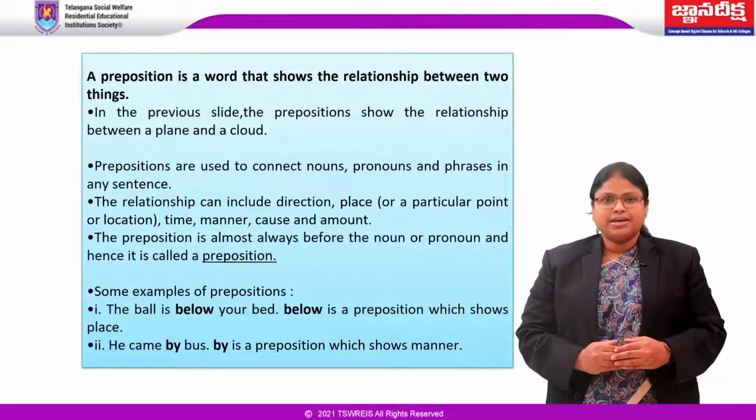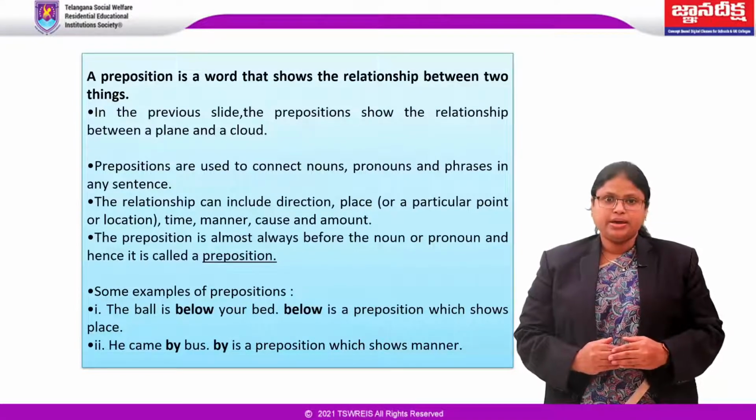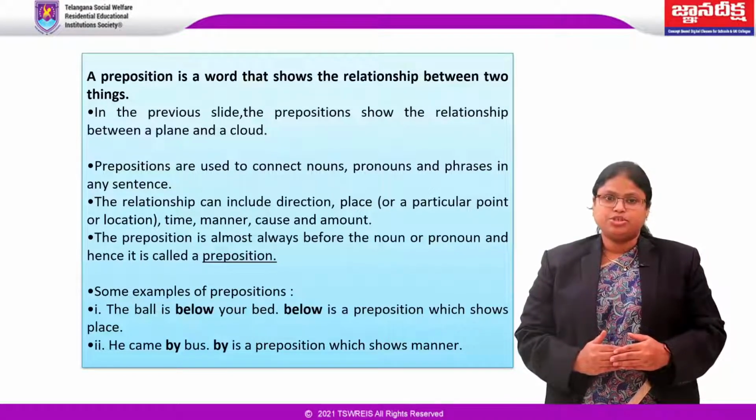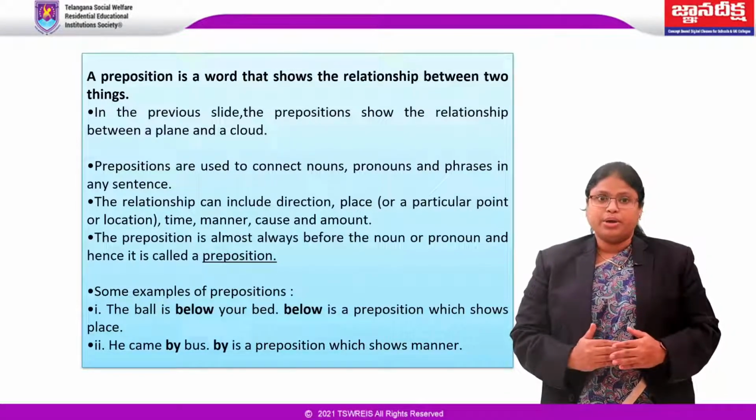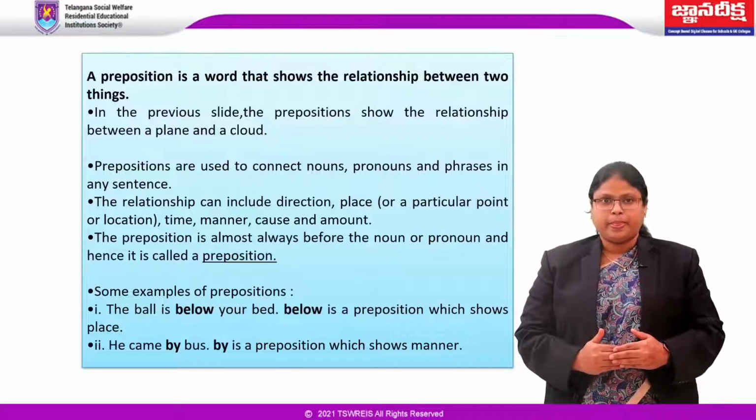Now, let us see a couple of examples. First, the ball is below your bed. Now here, below is a preposition which shows the place where the ball is. Secondly, he came by bus. Here, by is a preposition which shows the manner by which that person came.